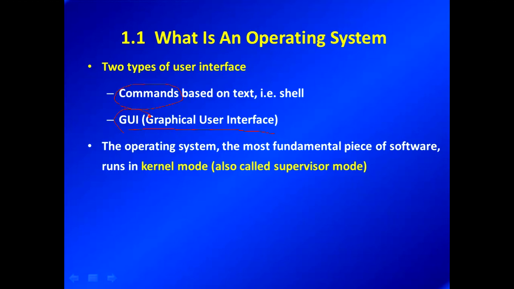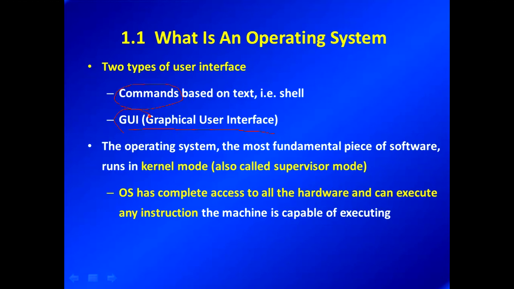And the operating system, we said, is the most fundamental piece of software. It runs in kernel mode. I already emphasized this. Kernel mode is also called supervisor mode. So what is kernel mode, or what is supervisor mode? You have to understand and memorize these two concepts because they are very basic for this course. Kernel mode means a mode in which the program in the CPU can run all the instructions of the machine.